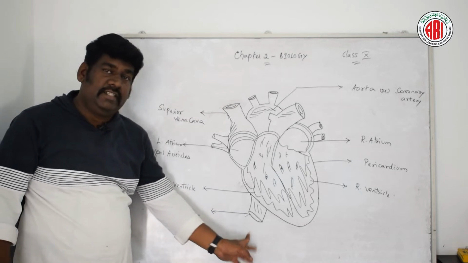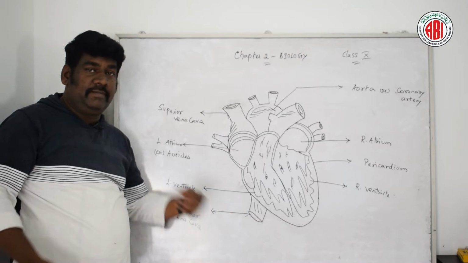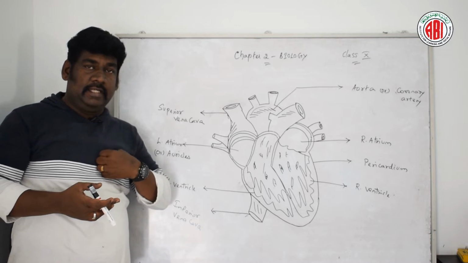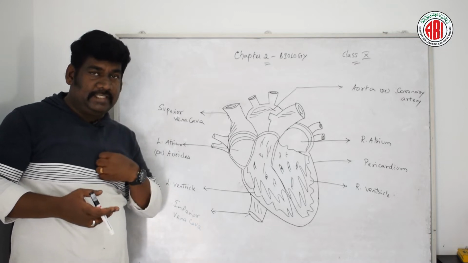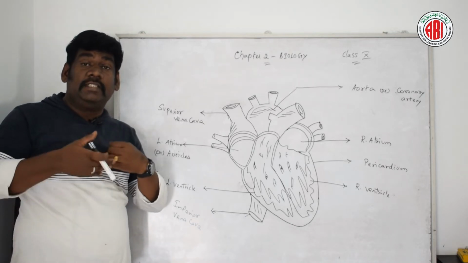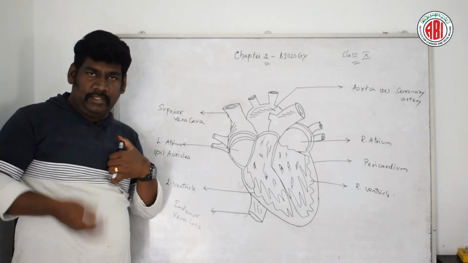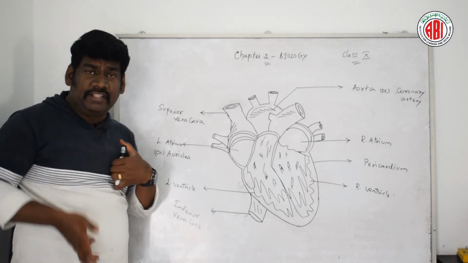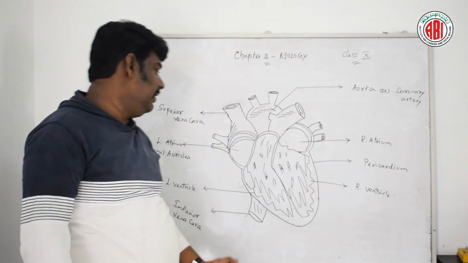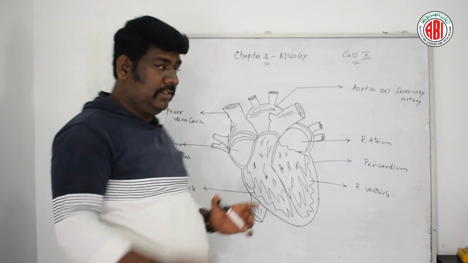Inferior vena cava means the blood which is collected from the lower part of the human heart. Suppose you just imagine the heart is exactly placed here, right? So below this heart, the rest of the part just below the heart, like the human digestive system, respiratory system, excretory system, reproductive system, and lower limb, all these parts are connected to this inferior vena cava. So this is also one important labeling.